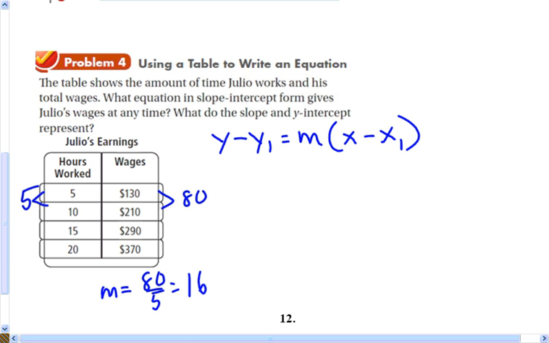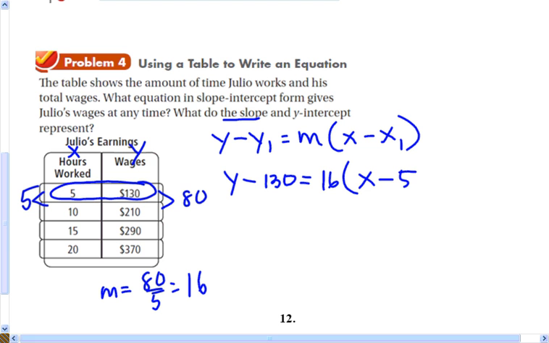All right? And one of these questions asks, what does that slope mean? And it means that's his hourly wage. All right, now, for my x and y value, I'm just going to pick one x and y value from the table. Hours worked are x, wages are y. So I'm going to do y minus 130, so I'm substituting in the y value. And my slope is 16, and then I'm going to substitute 5 for my x value, and I now have my equation.